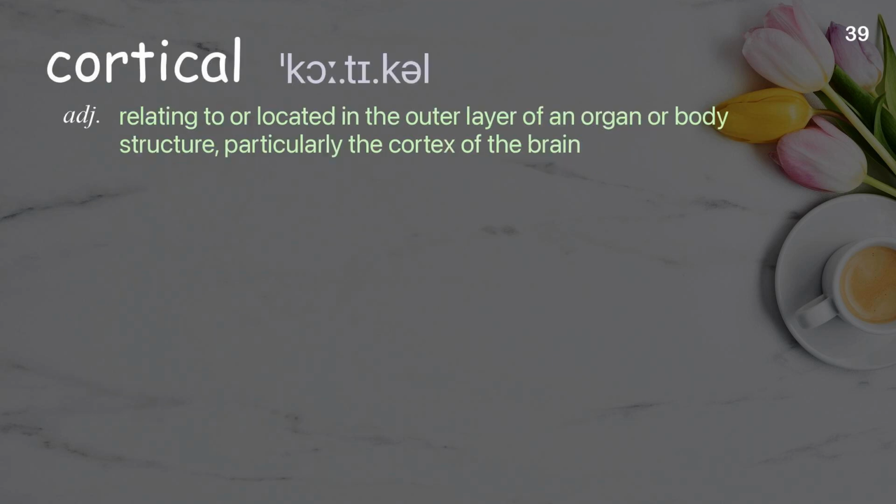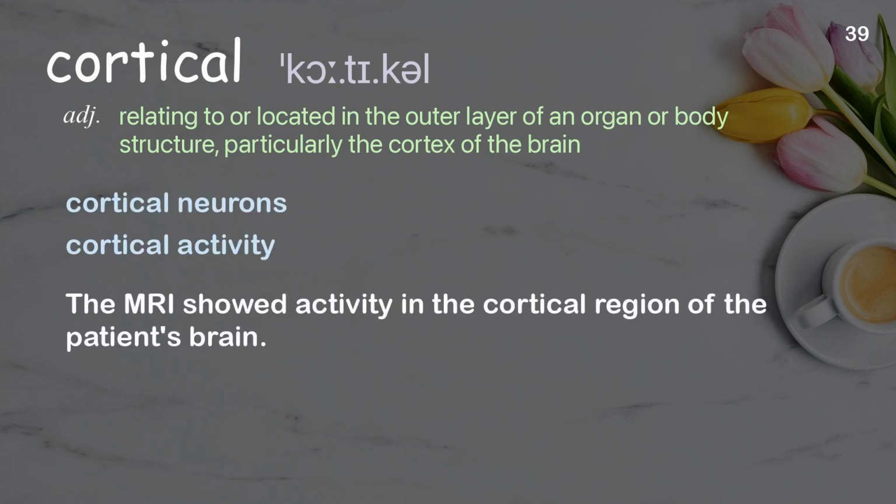Cortical. Relating to or located in the outer layer of an organ or body structure, particularly the cortex of the brain. Examples: Cortical neurons. Cortical activity. The MRI showed activity in the cortical region of the patient's brain.